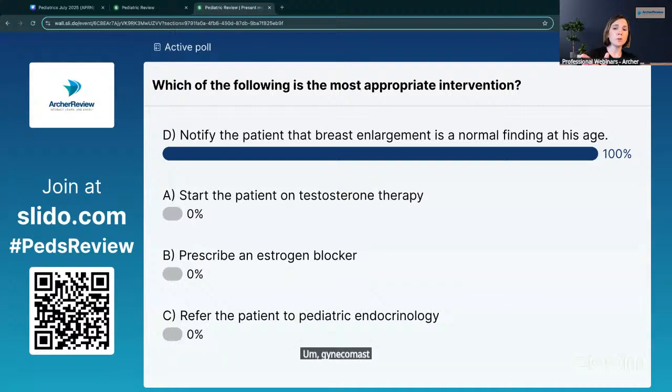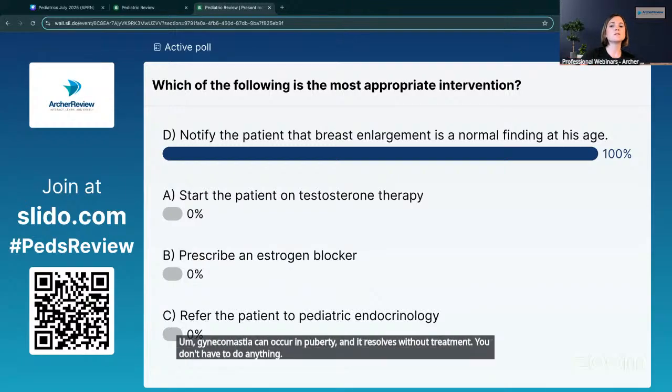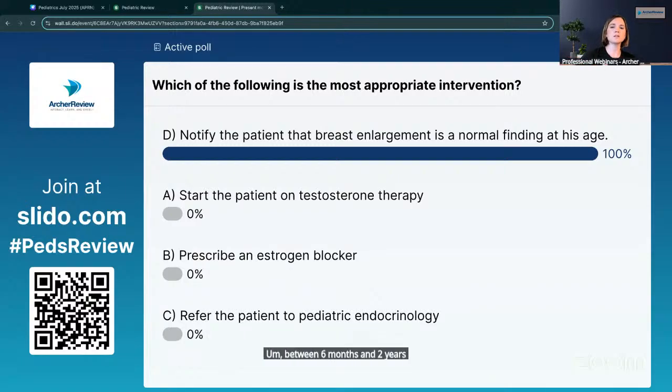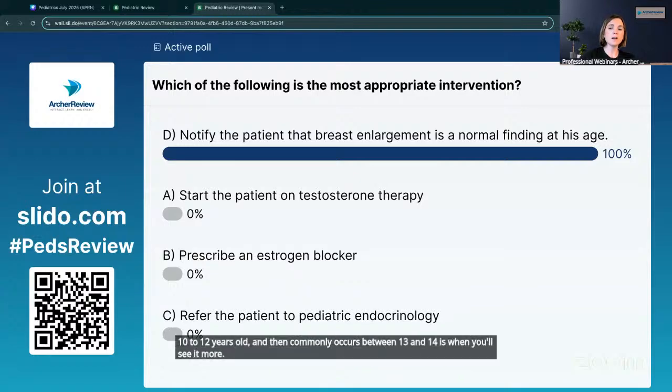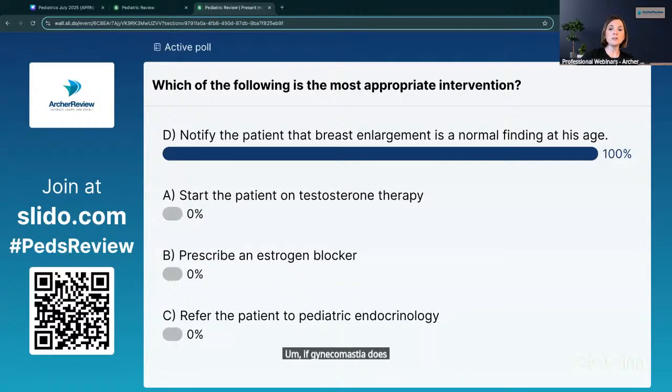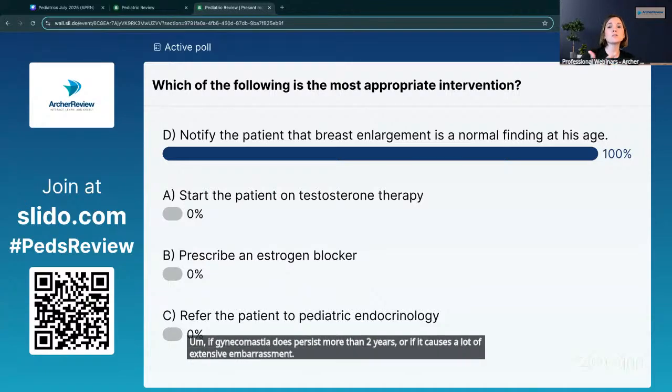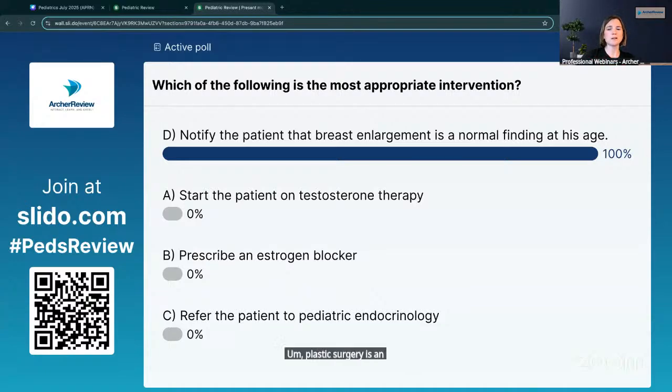Gynecomastia can occur in puberty, and it resolves without treatment. You don't have to do anything between 6 months and 2 years. It can start to develop between 10 to 12 years old, and then commonly occurs between 13 and 14, which is when you'll see it more. If gynecomastia does persist more than 2 years, or if it causes a lot of extensive embarrassment, plastic surgery is an option to address the cosmetic and psychological concerns.